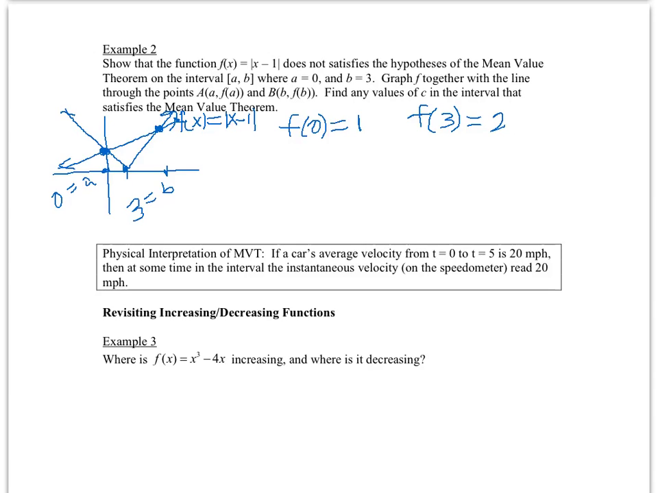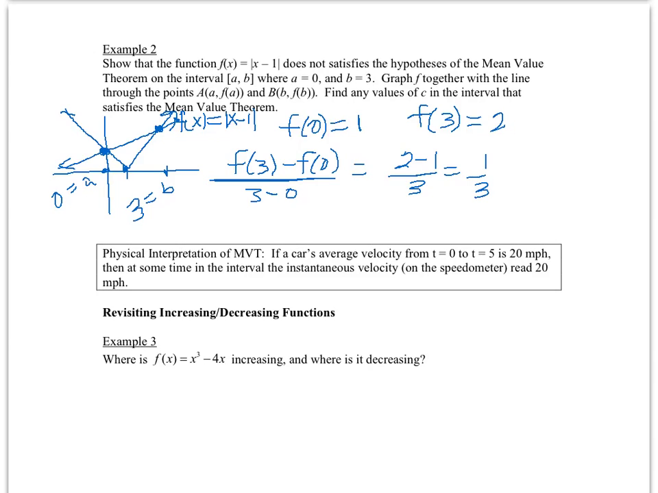So if we try to do the mean value theorem, and we do f of 3 minus f of 0 all over 3 minus 0, we're going to get 2 minus 1 all over 3. So we're getting a 1/3.